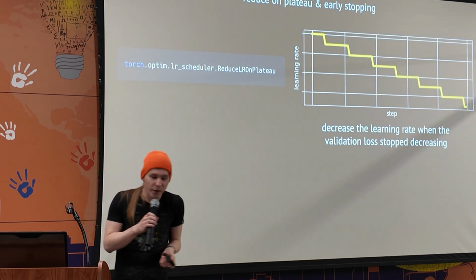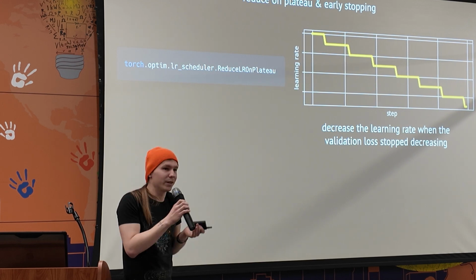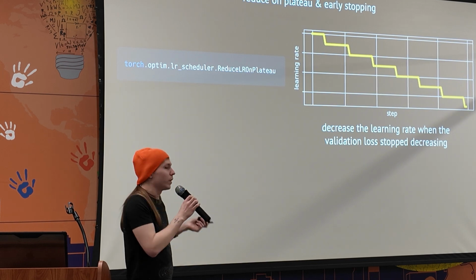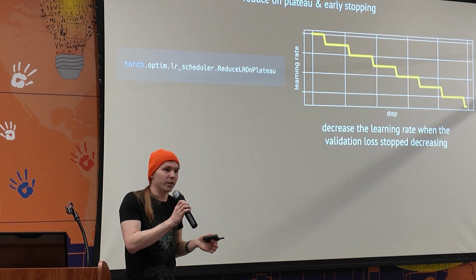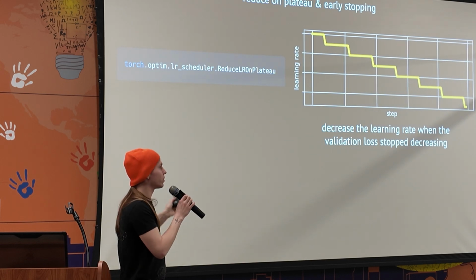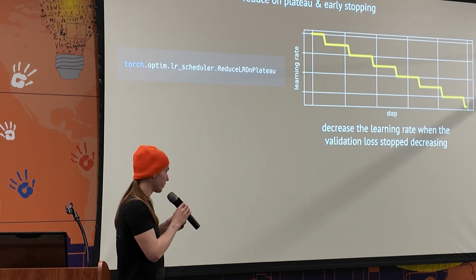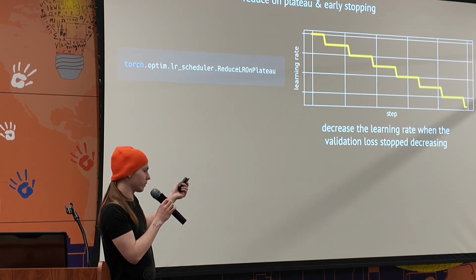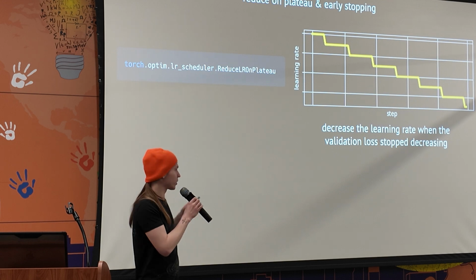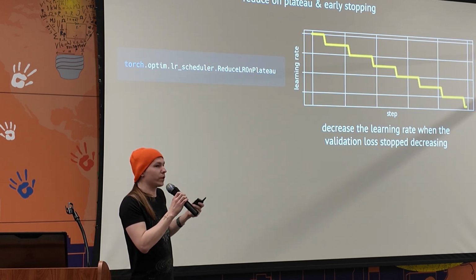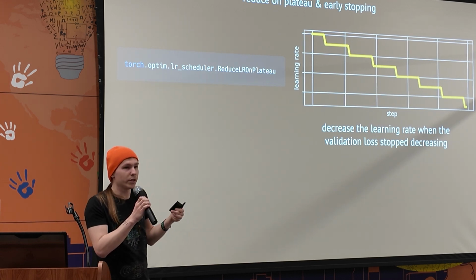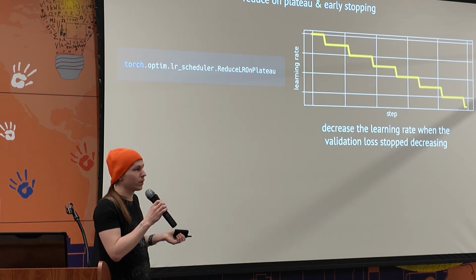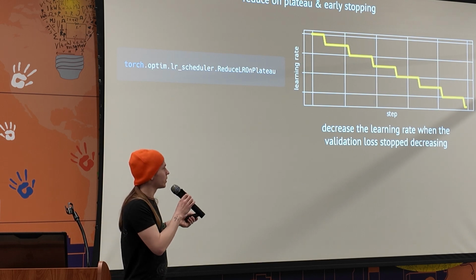My favorite learning rate scheduler, and I think you know it as well, is reduce learning rate on plateau. It is not inside Hugging Face, but it's in PyTorch, so you can just pass it to the Hugging Face Trainer. What it does is decrease the learning rate when the validation loss stops decreasing, making the steps more accurate. Yeah, so it usually helps.